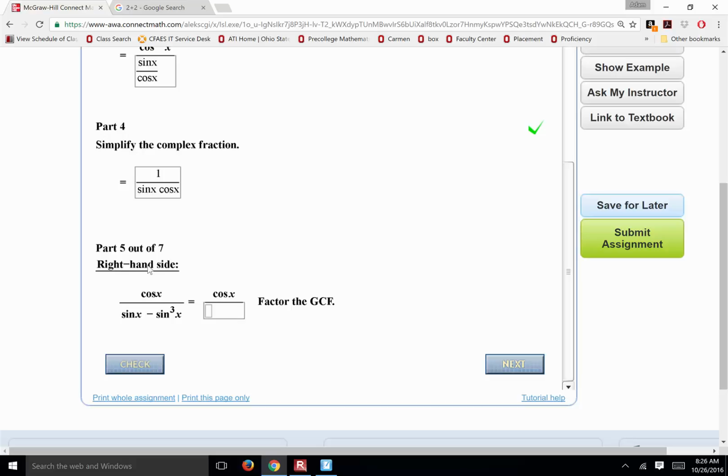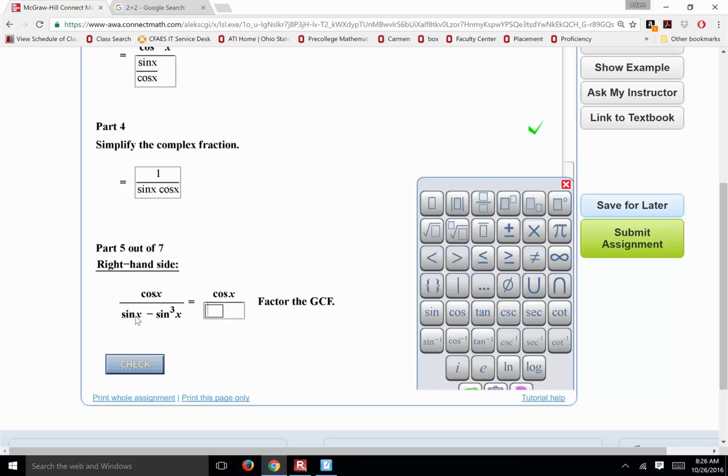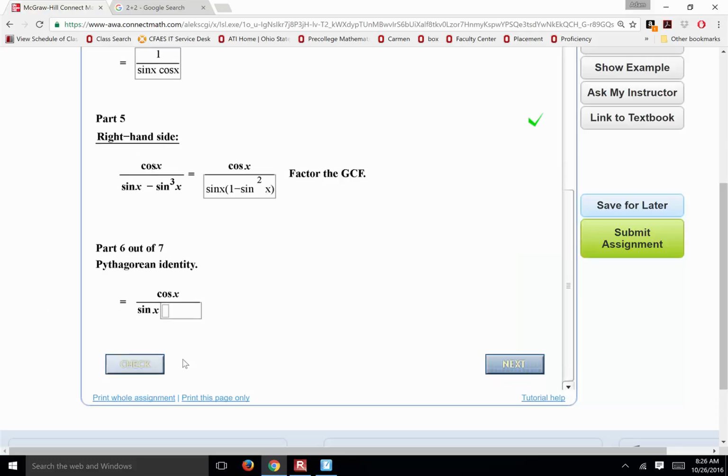Now you start working on the right side as I did. You factor the GCF, which means factor what is coming in the bottom, sine. So you're going to factor sine x as 1 minus sine square x. And then you replace 1 minus sine square as cosine square.